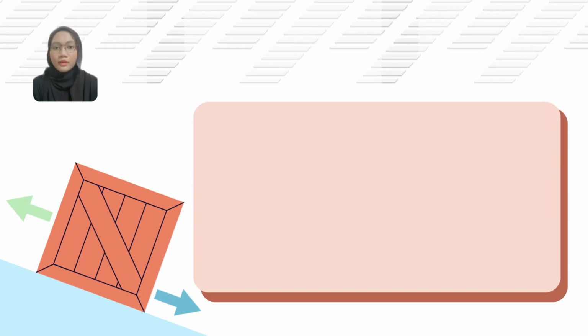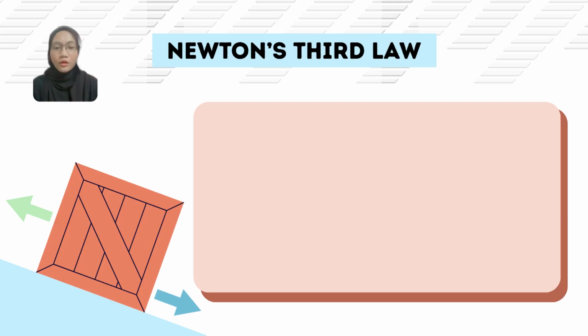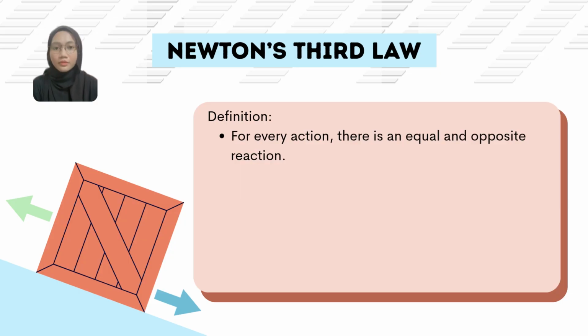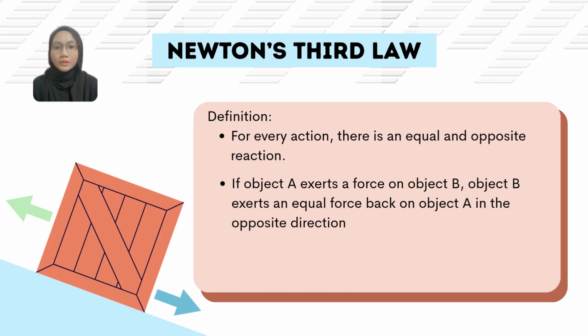Next, I would like to explain Newton's third law of motion. Newton's third law states that for every action, there is an equal and opposite reaction. This means that whenever one object exerts a force on another object, the second object exerts an equal force back on the first object in the opposite direction. For example, if object A pushes object B, B will also push object A with the same amount of force but in the opposite direction. These forces always occur in pairs and act on different objects. Therefore, Newton's third law helps us understand how forces interact with each other in many situations in our daily life.